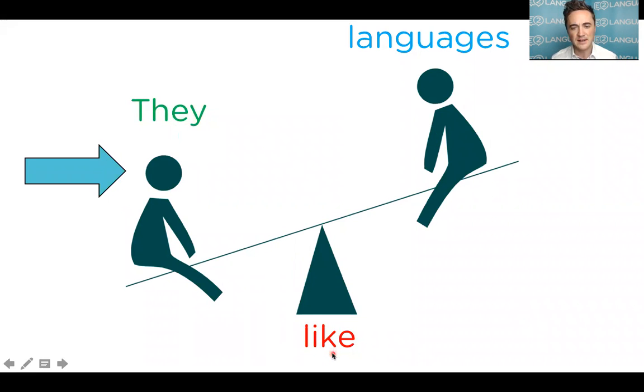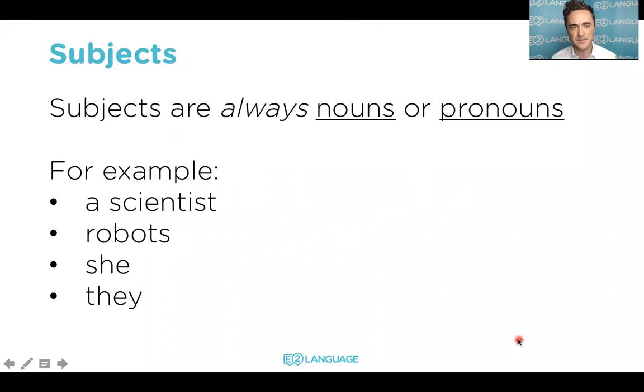They like. He likes. Right? So subjects are always nouns or pronouns. Okay? Subjects are always nouns or pronouns. They can't just be an adjective, or a subject can't be a verb, for example. They're always noun or pronoun, right? A scientist, robots, she, they.